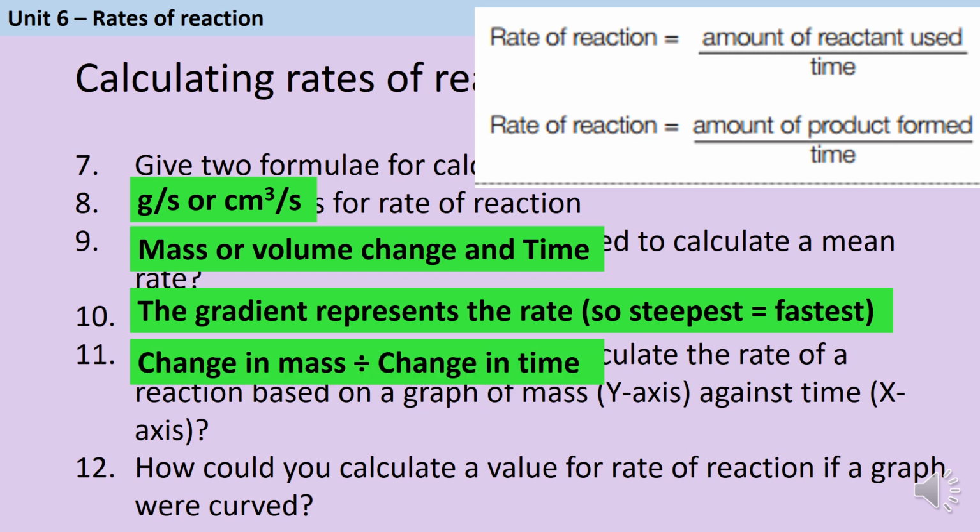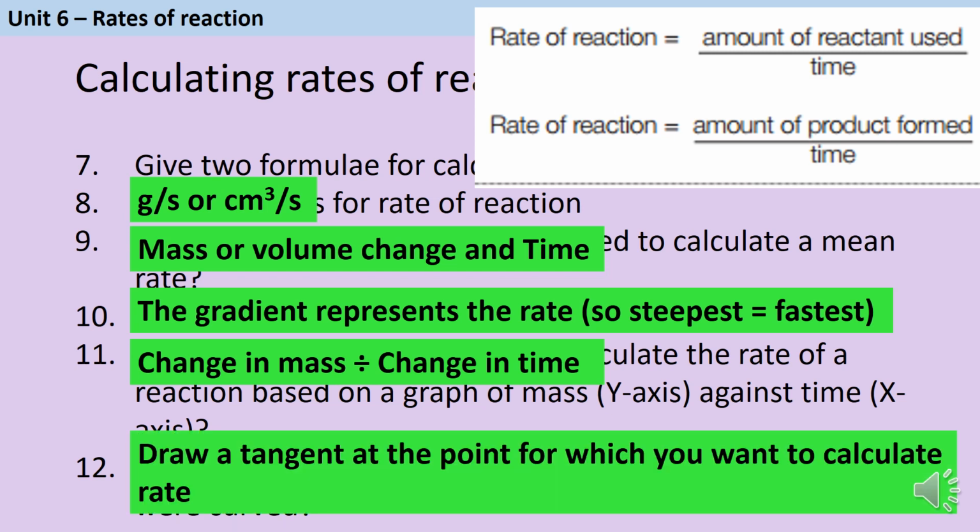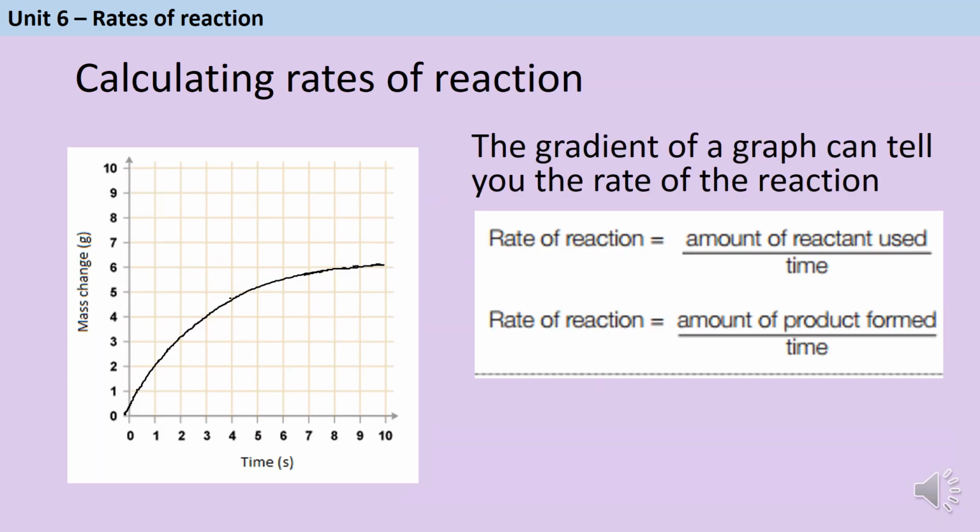I would calculate the gradient by using the change in mass divided by the change in time. And if the graph was curved, what I would need to do is draw a tangent for the point and then use that to calculate a rate. So let's look at an example.